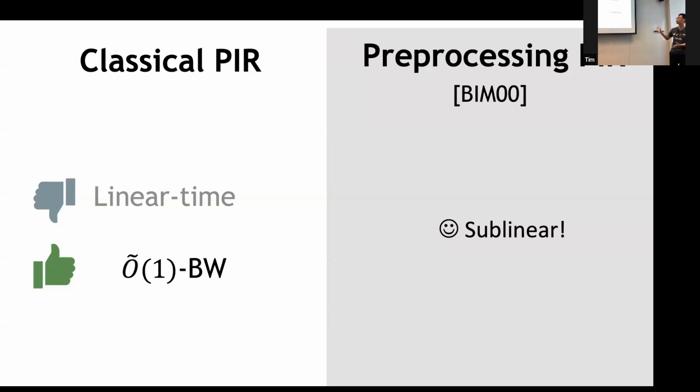Why do we need this preprocessing model? Think about it: for each query, you need to scan the whole database. If we're running a DNS server for a PIR, then the DNS records will be gigabytes big. So for each single query, you need to scan the whole database, and it's totally impractical. That's the reason why we need sublinear PIR.